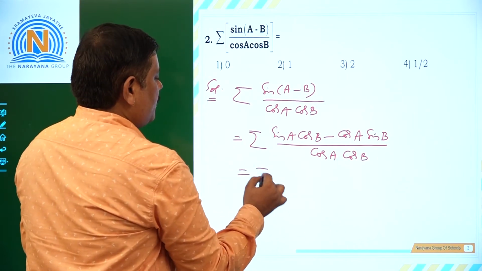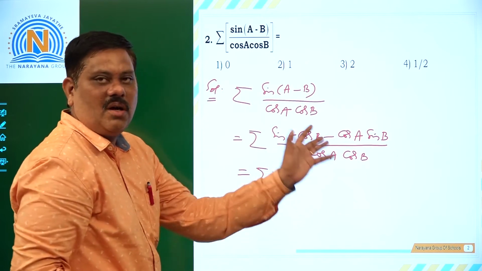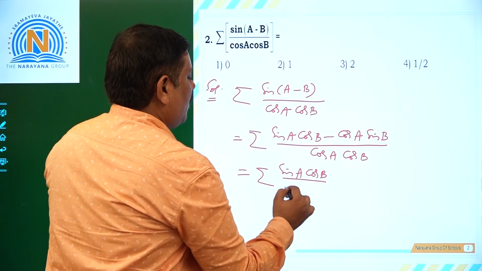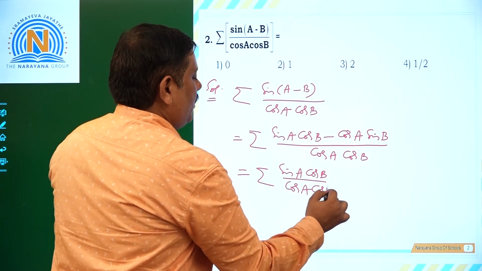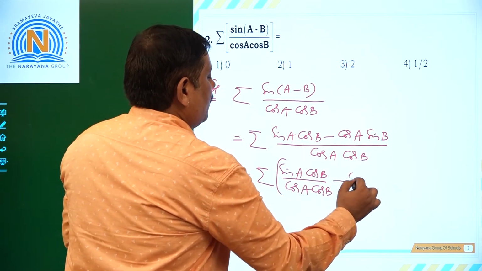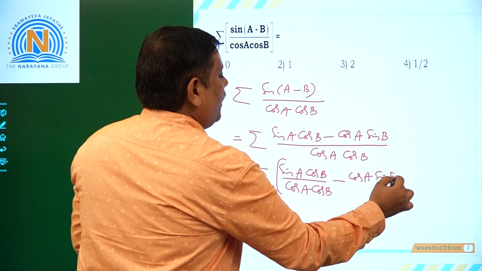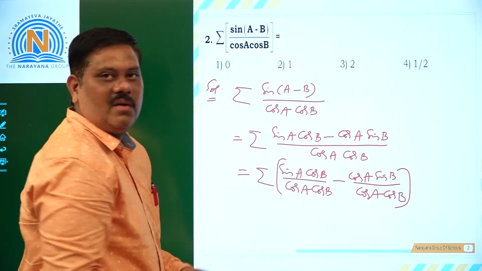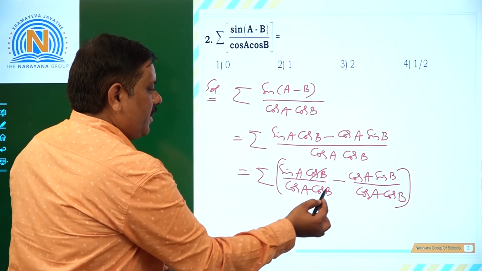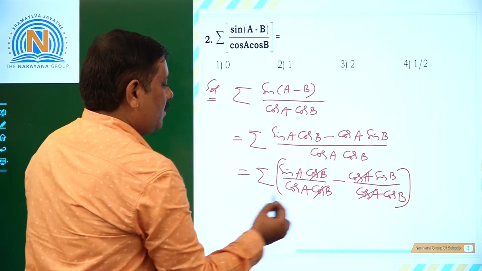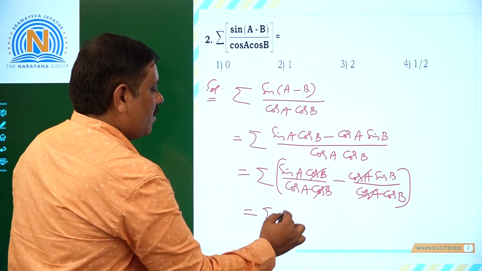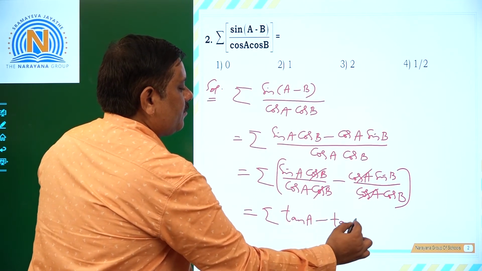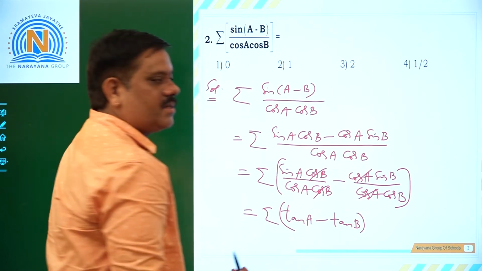That is otherwise sigma. See, we can split the function. How can you split it now? Sin A cos B by cos A cos B minus cos A sin B by cos A cos B. Okay? If you split, what is the next step? We can cancel cos B here and I can cancel cos A here. So that is otherwise sigma sin A by cos A is tan A minus sin B by cos B is tan B. Sigma tan A minus tan B.